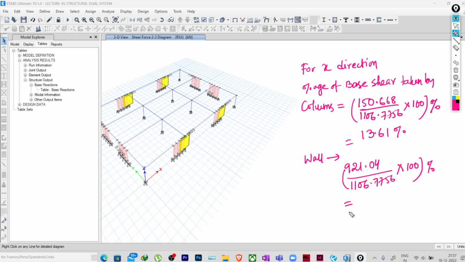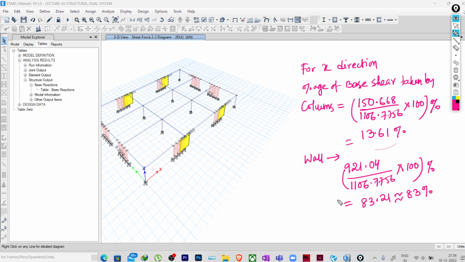921.04 divided by 1106.7756, multiplied by 100. So it is around 83.21. So we can say that it is 83%. Okay, so 83% of the base shear is taken by the wall, and only a minimum amount of 13% is taken by the columns. So in such cases, when maximum base shear is taken by the walls itself, we can directly call it a structural wall system, because the columns are basically taking nothing.